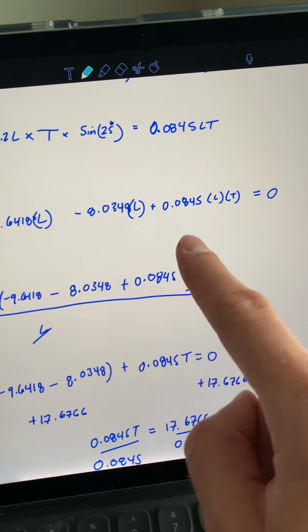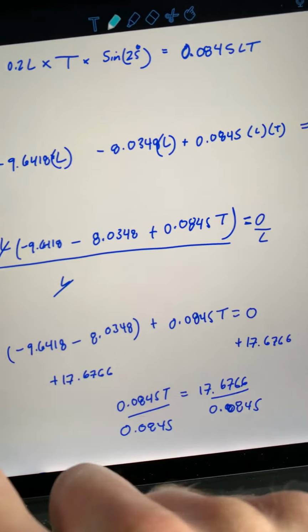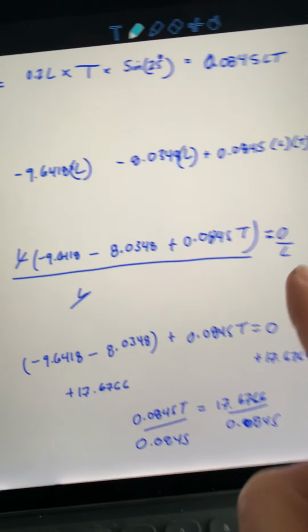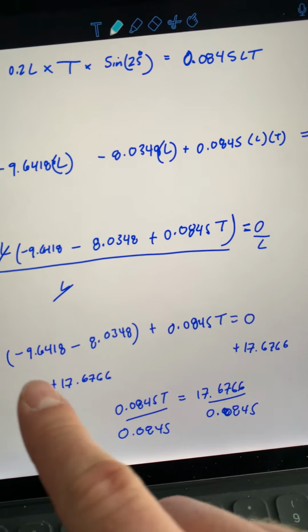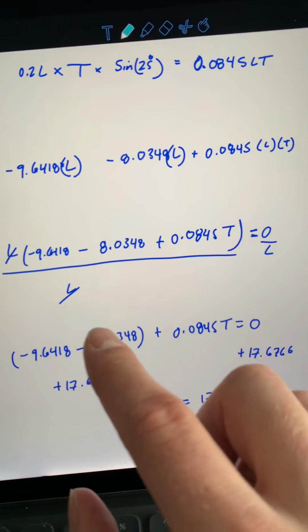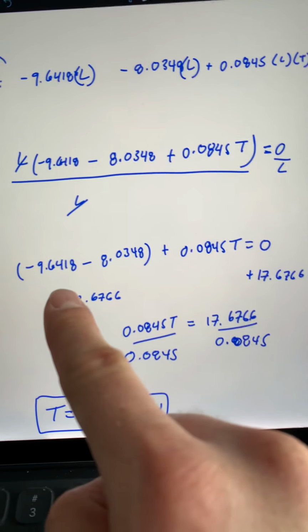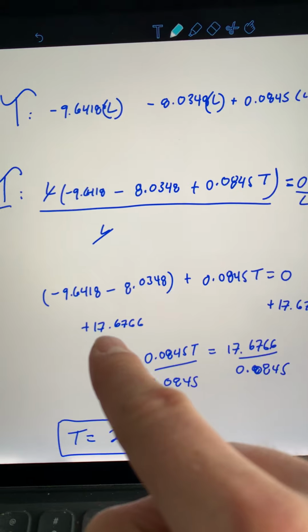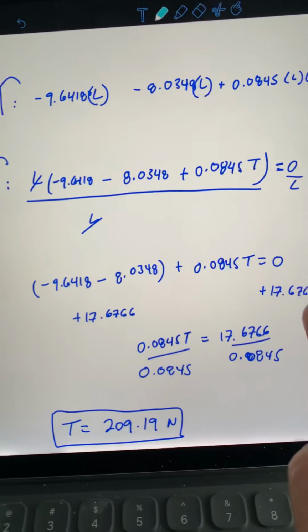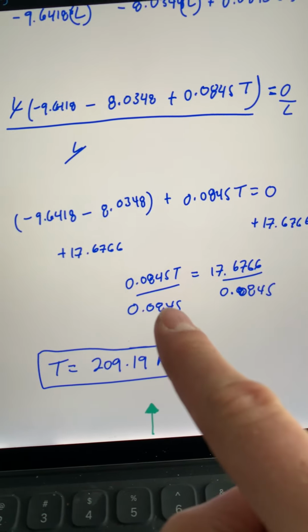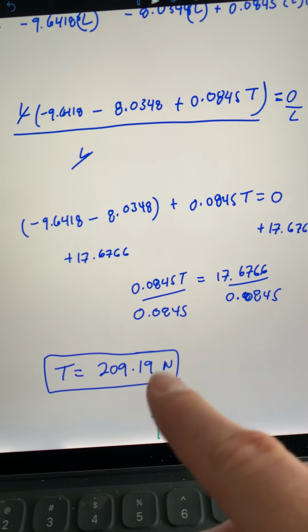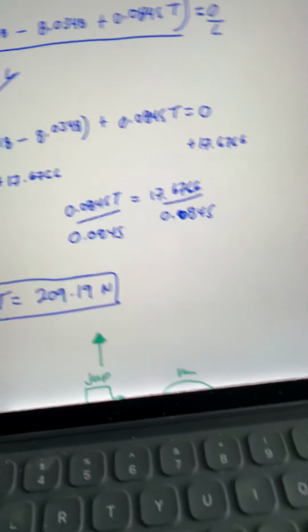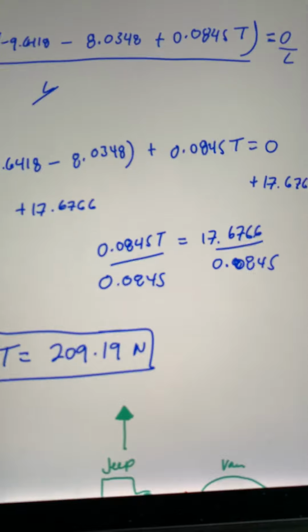These all have an L factor, so I factored L out and divided by L, and 0 divided by L is just 0, so then I'm left with T. And so I can solve for T. I combined these terms, which was negative 17.6766, added it over here, and then divided by 0.0845 to isolate T, and T would be 209.19 newtons.